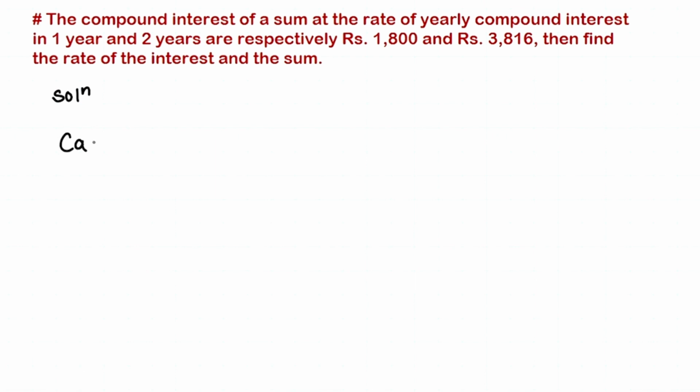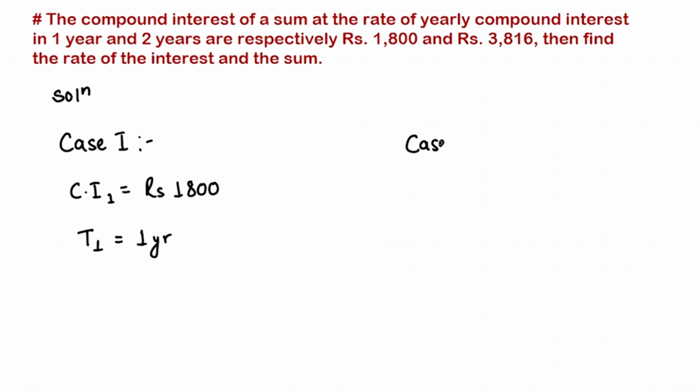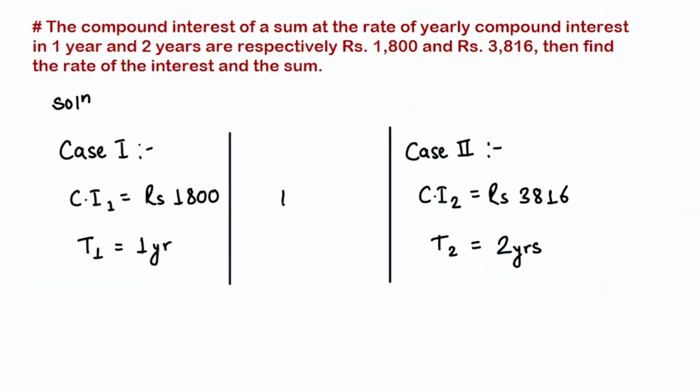Again, we have two cases in this question as well. So we have our case 1. In our case 1, our compound interest is Rs 1800, right? And our time period for this compound interest is just 1 year. Similarly, for our second case, we have our compound interest as Rs 3816 and our time period is 2 years. And what we need to find is the principal amount and the rate of interest.